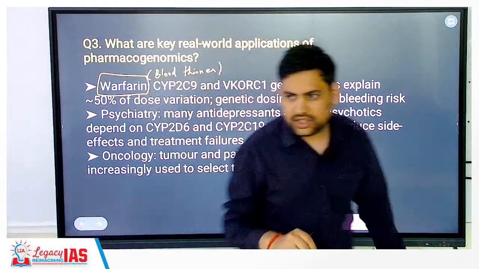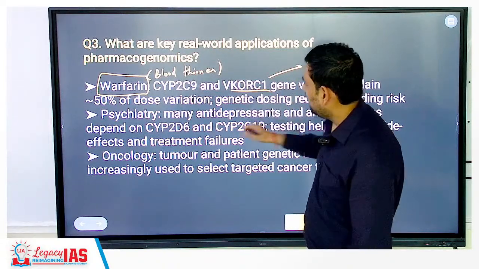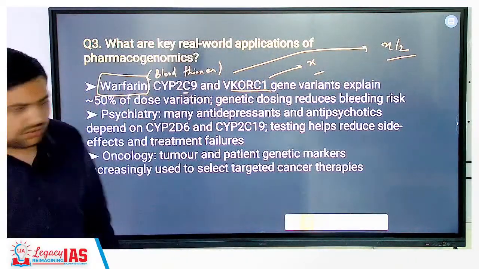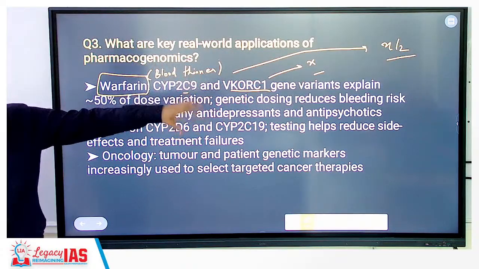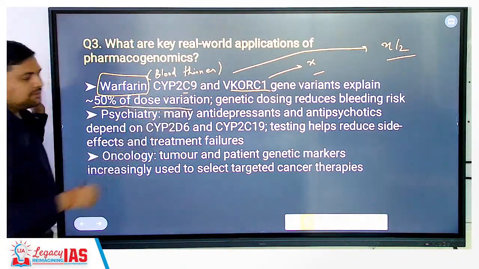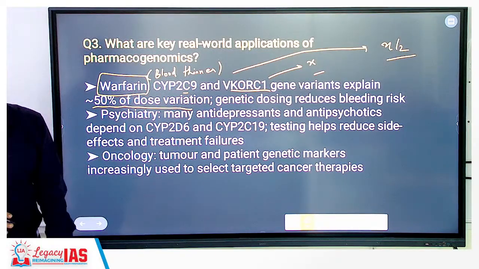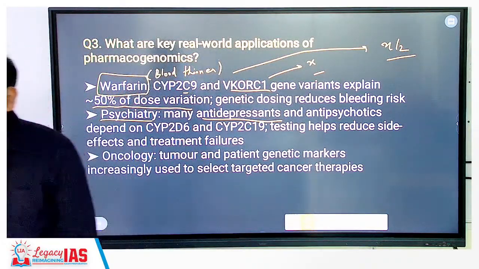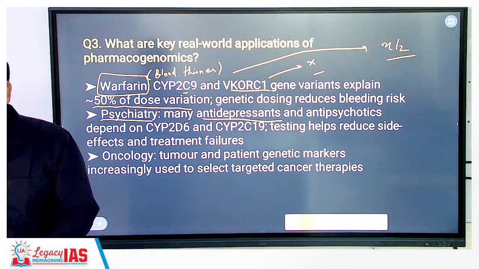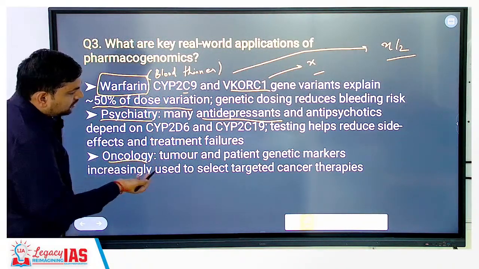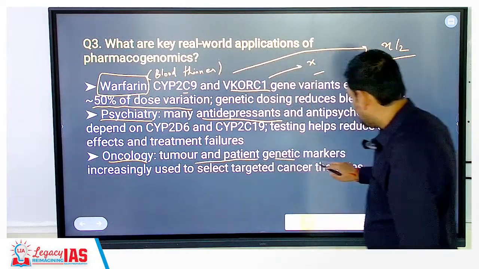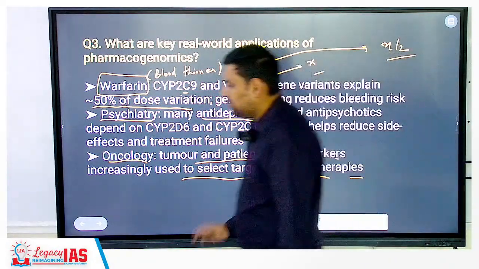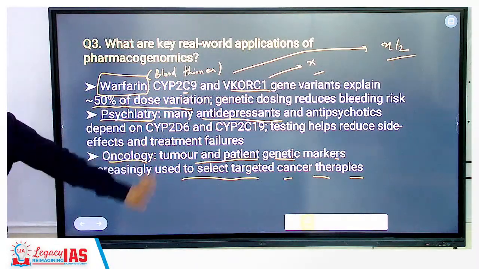Some people have one gene variant and require, let's say, X quantity, while other people may require X by 2. Just this much you need to know, so that you can quote that in warfarin, a type of blood thinner, the genetic variation leads to almost 50% dose variations. That's it. Then in psychiatry there are antidepressants. People are given antidepressants and those doses also vary, yet most people are given the same antidepressants. Then in oncology, related to cancer, tumor and patient genetic markers are increasingly used to select targeted cancer therapies. These are just quotable examples. No one will ask you the specifics, just quote one or two of them in mains.